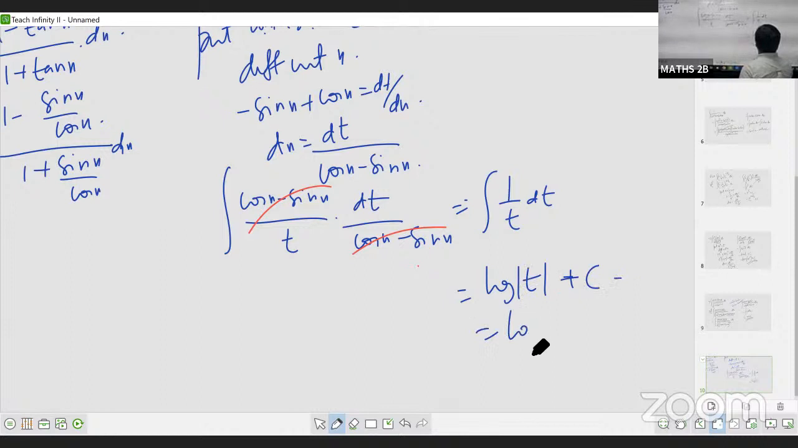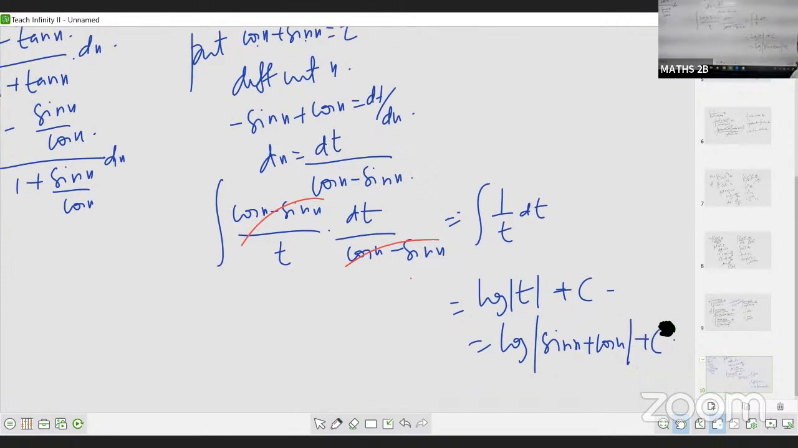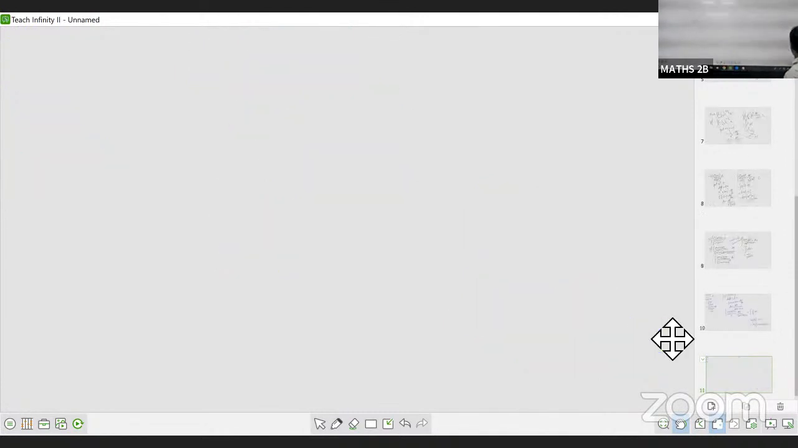What is t? It is sin x plus cos x, plus c. Right? What is t? sin x plus cos x equal to t. Okay? This is about this problem. Next.